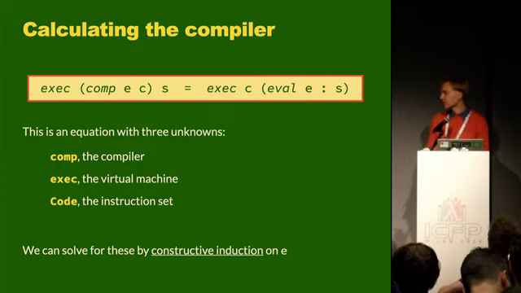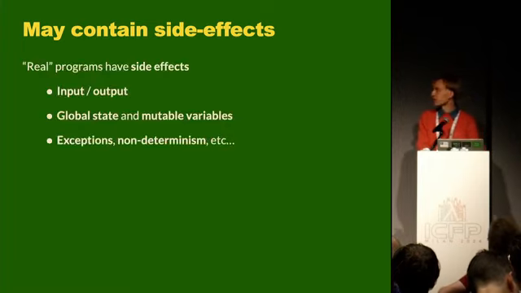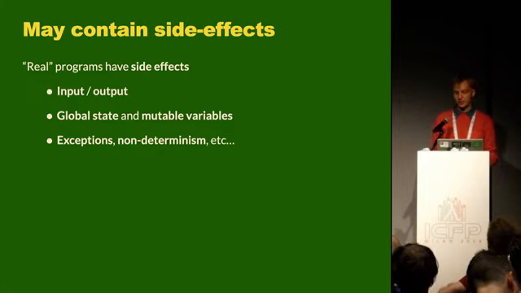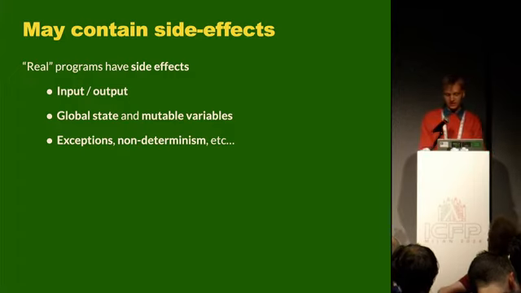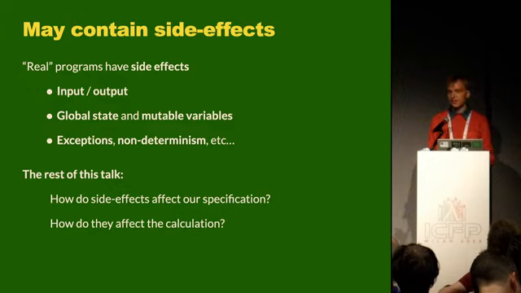And again, I'll get onto this later, but what I'm going to do first is augment this specification with side effects. Because the thing is that real programs do have side effects in almost all cases. We want to output things, we want to take user input, maybe some mutable state, some references, these kinds of things. So that's the rest of the talk, really. I want to talk about how these side effects alter the specification that we need for this calculation, how they alter the actual calculation itself, and what we get out of the other end, and how we can deal with them just in general.